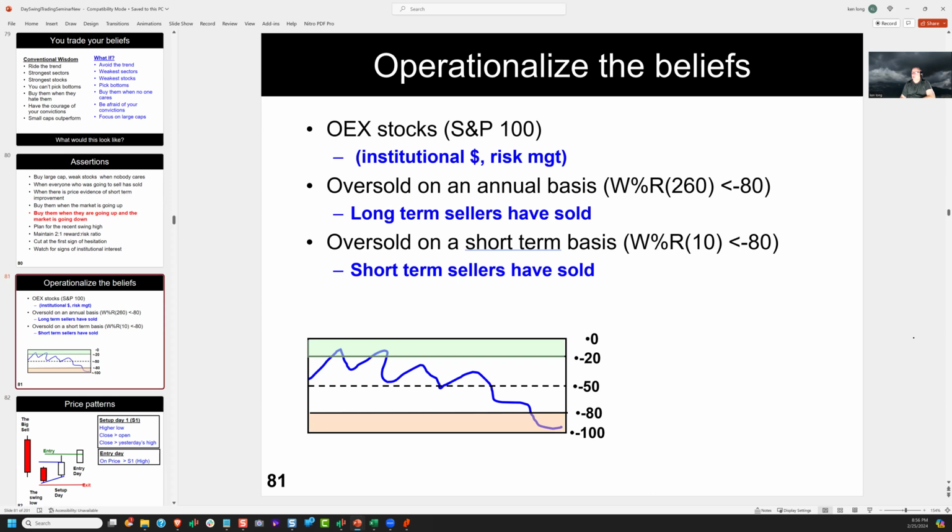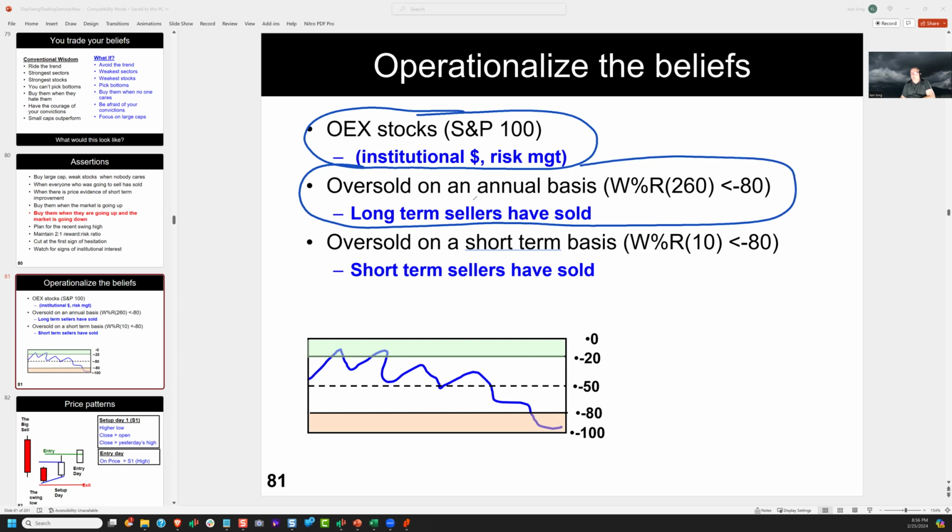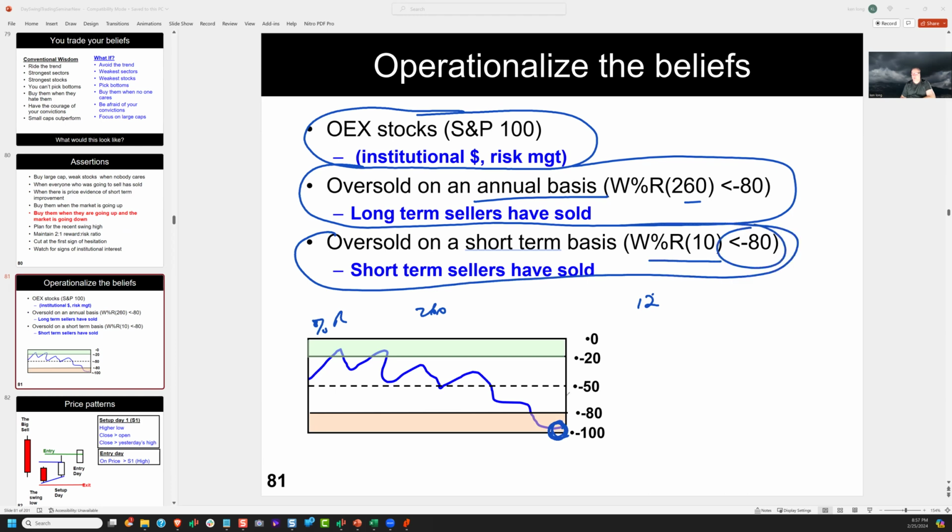We're going to focus on large cap stocks, the S&P 100. They're going to be oversold on an annual basis. So that's like the last 12 months, and this is Williams percent R, 260. That's 1 year. So the annual Williams percent R has to be oversold, and the short-term Williams percent R has to be oversold. So it's also down here on a 10-day basis.